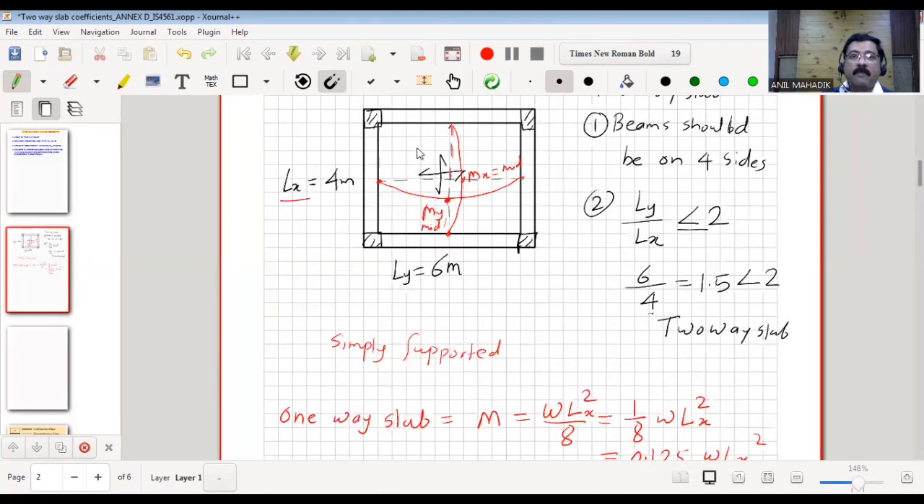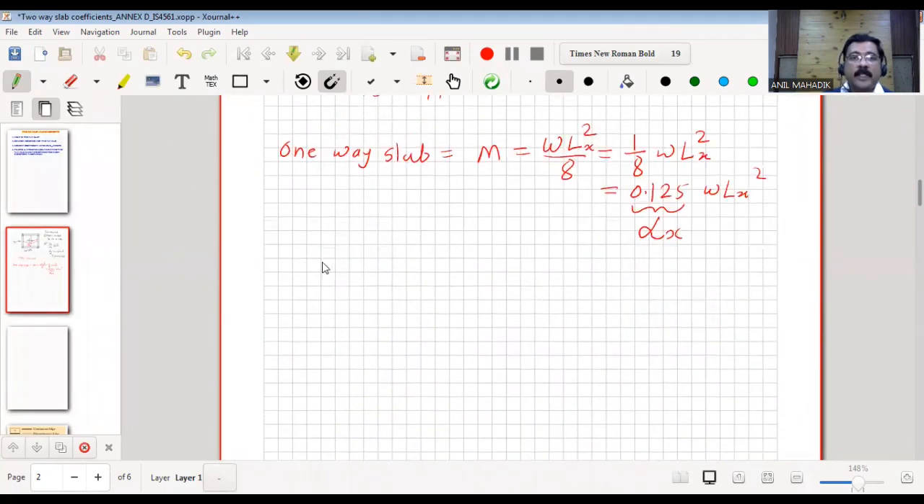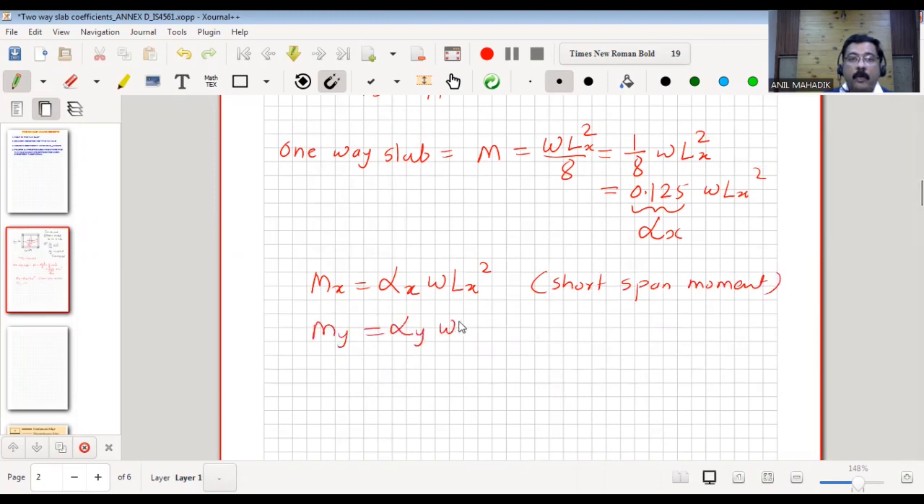So in a similar fashion, for two-way slabs, we will have two moments. One is mx and second is my. So mx is nothing but some coefficient alpha x into W Lx square. And this is your short span moment. And my will be alpha y into W, see, this is also Lx. It is not Ly. This is Lx. So we will see that which is given in the IS code.